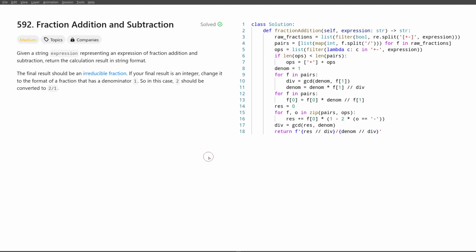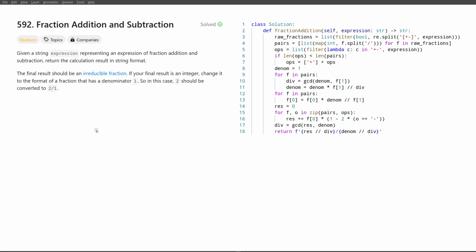Now there are two parts to this problem. The first part is to actually get at what the fractions are in order to calculate the result, so parsing the original string. And the second problem is how to perform the operations on the fractions. The second part is just basic math, so let's start with it.